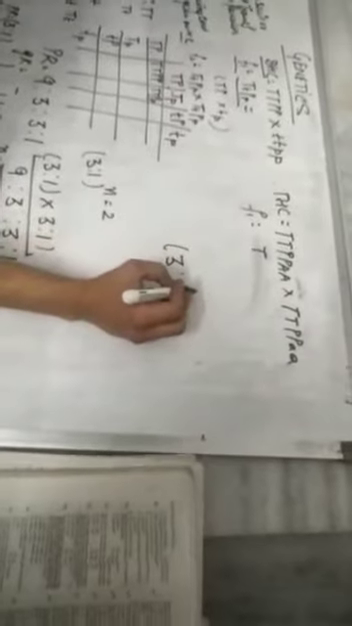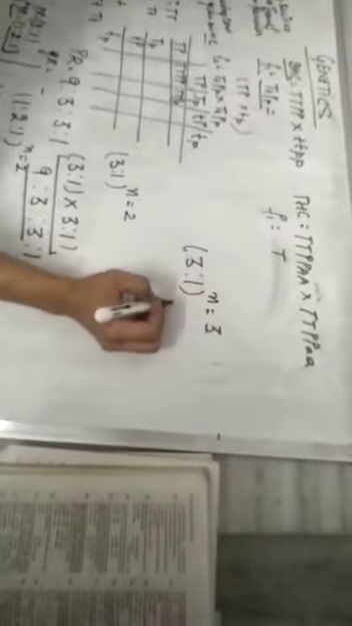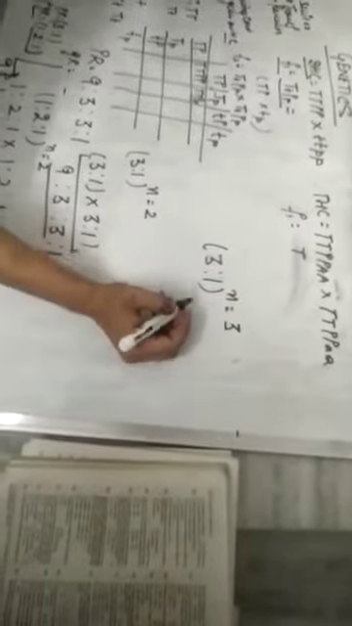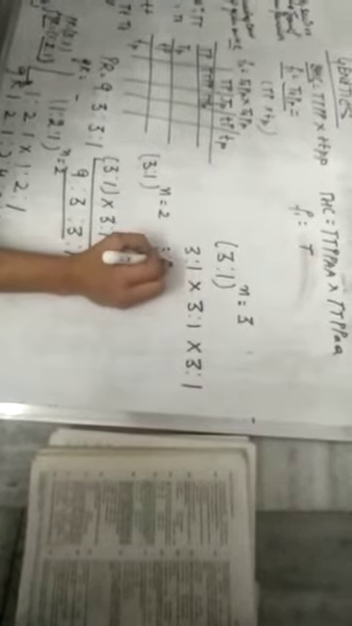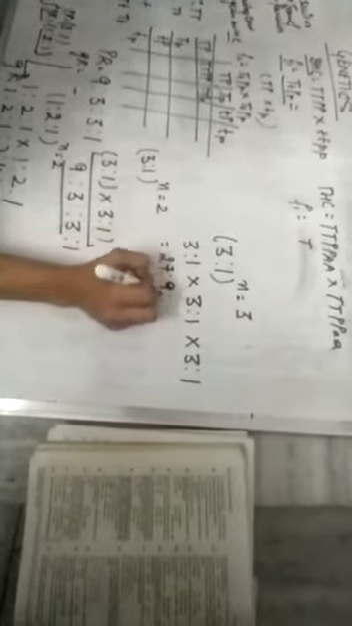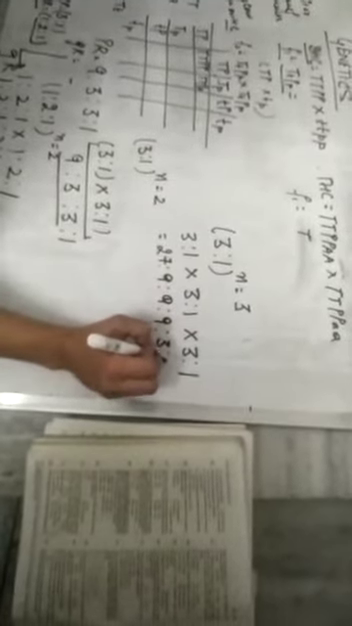So let us use this formula, 3:1 raised to the power n, with n as 3, and we get the ratio 3:1 cross 3:1 cross 3:1. After multiplying this, we get the answer 27:9:9:9:3:3:3:1. So the second option will be the answer.